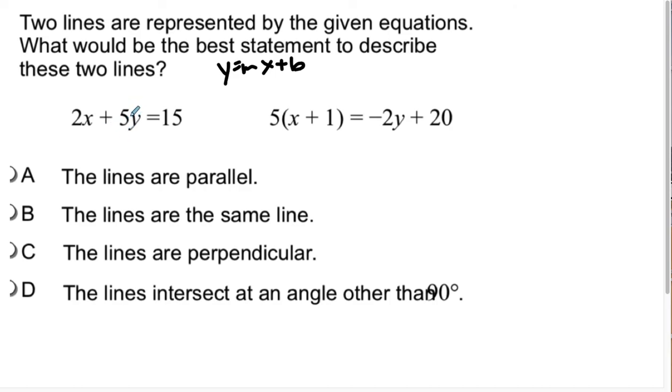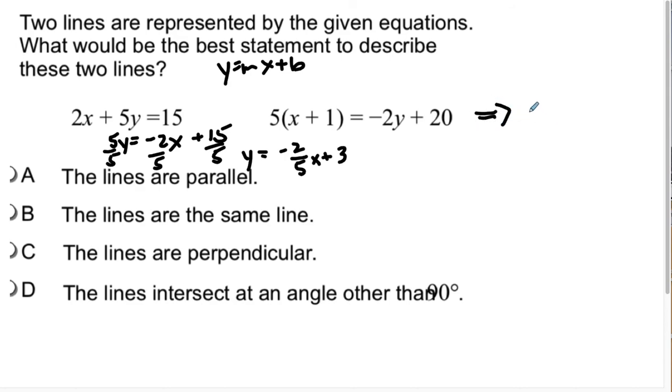So to do this, I'm going to subtract the 2x over to this side. So I have 5y equals negative 2x plus 15. Then I'm going to divide by 5 so that I know what the slope is. So this equation is going to be y equals negative 2/5x plus 3. Okay. So I know the slope is negative 2/5. Now the other one. Now this one.